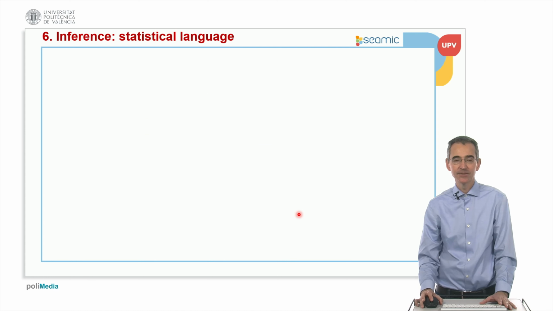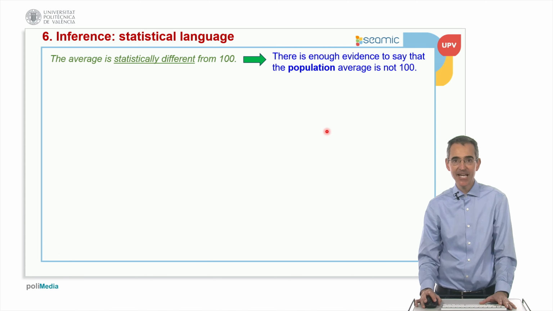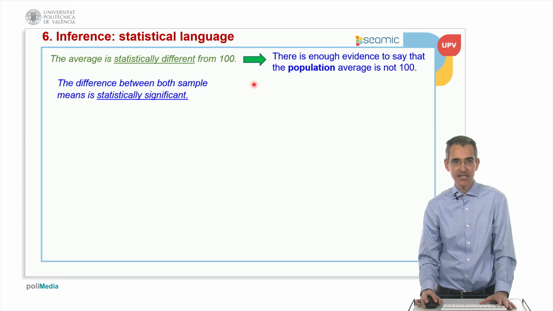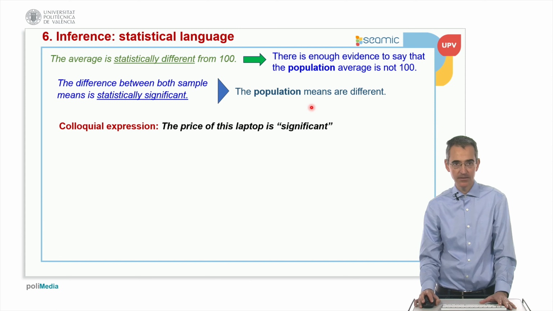Okay, so an inference. Now let's talk a bit about the statistical language. Sometimes we can say the average is statistically different from 100. It is the same as saying there is enough evidence to say that the population average is not 100. So statistically different means at the population level. If I say the difference between both sample means is statistically significant, it means that the population means are different.